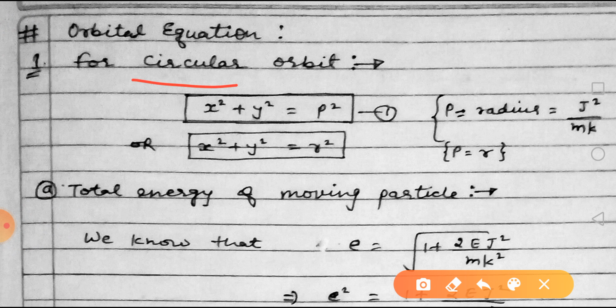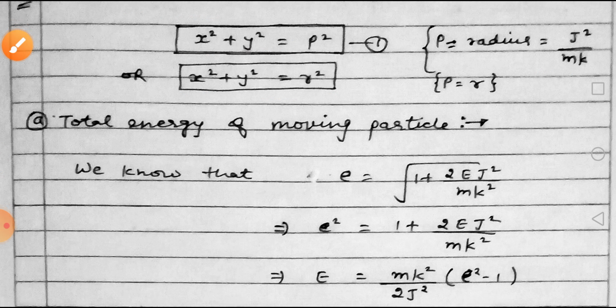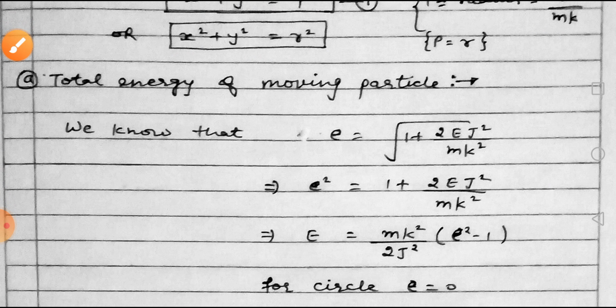In circular orbit, previously we defined that x square plus y square is equal to p square, and the general equation of circle is x square plus y square is equal to r square. So p is the radius and the value of p is j square upon mk. So first topic is total energy of moving particle.